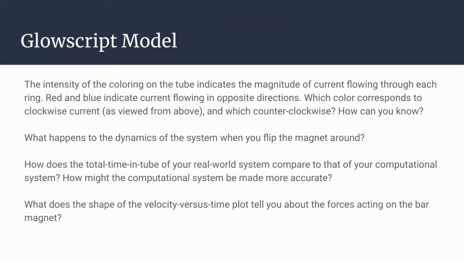What happens to the dynamics of the system when you flip the magnet around? Nothing much would happen. The magnet would still fall through more slowly than it would had there been no current. Just the direction of the current would flip from what we see right now.